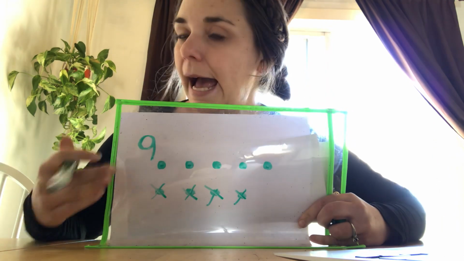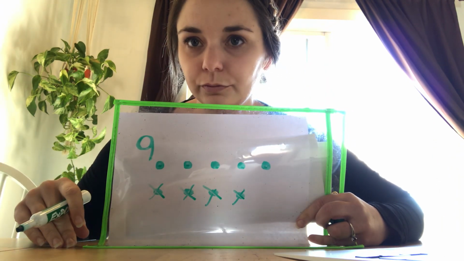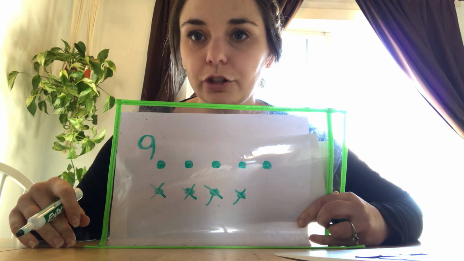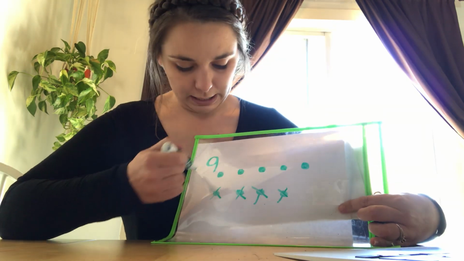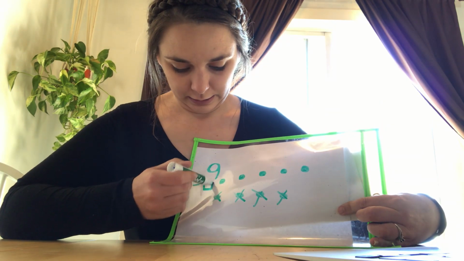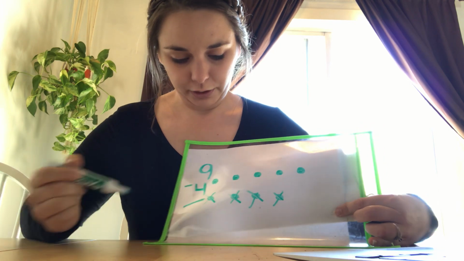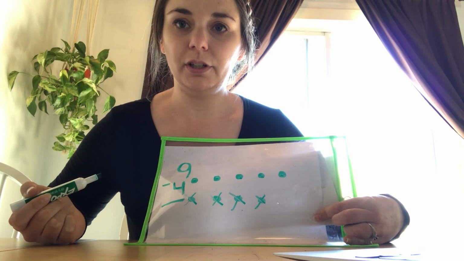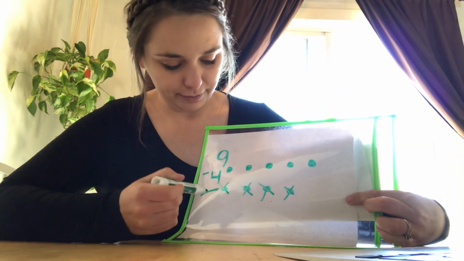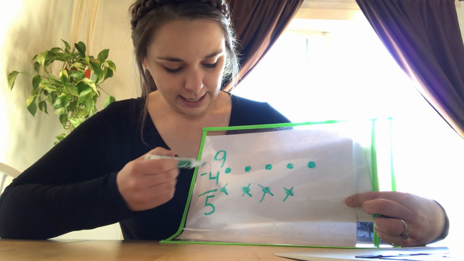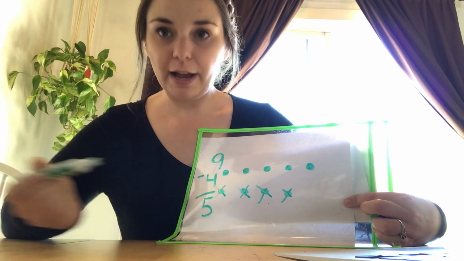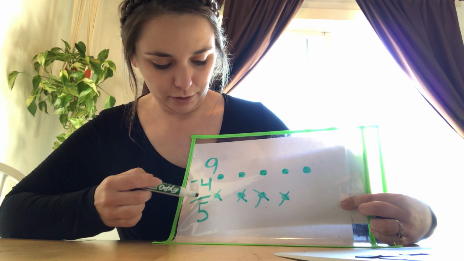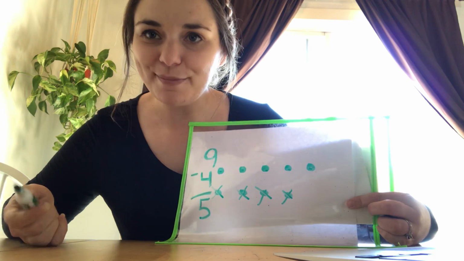So did I add toads or did I subtract toads? I subtracted. Good job, because 4 went away. So I'm going to go 9 minus 4 equals, how many toads are left? Good job. I have 5 left. 9 minus 4 equals 5. Or 9 take away 4 equals 5. Good job, mathematicians.